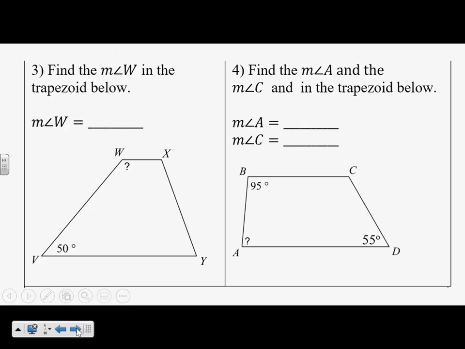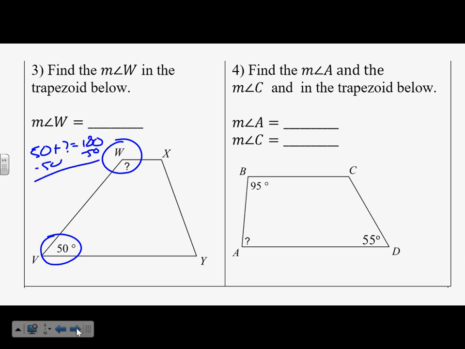Now, these next ones are not isosceles, so you have to be a little bit careful with these. So this angle over here is not 50 degrees. They are not congruent because it's not isosceles. However, these two left angles add up to be 180 degrees. So 50 plus question mark is 180. That question mark is 130.